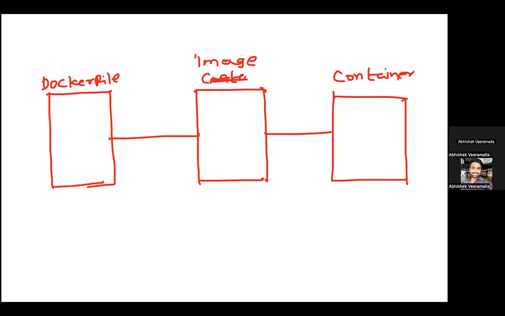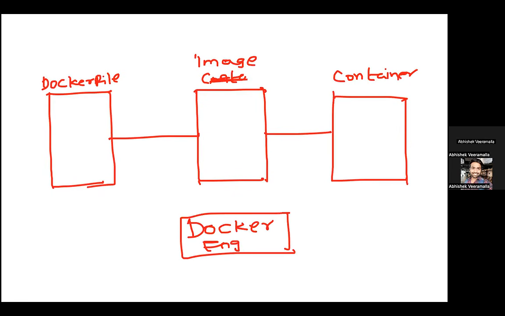So if you're using the Docker platform, what will happen is there is something called the Docker engine, which will receive all of these inputs. So if you want to convert from Dockerfile to Docker image to Docker container, you can submit your Docker commands to this Docker engine and it will create all of these things.